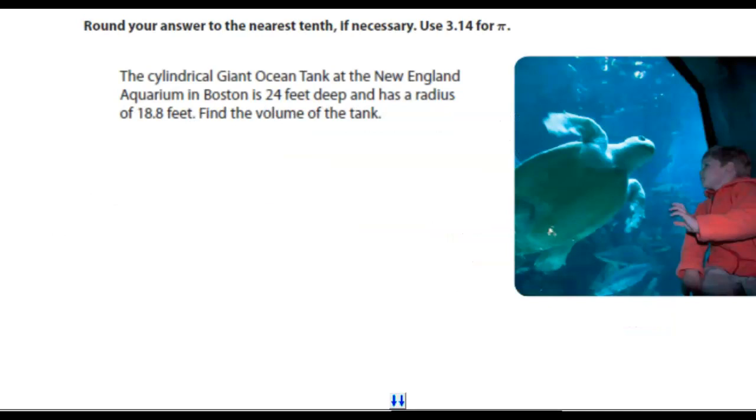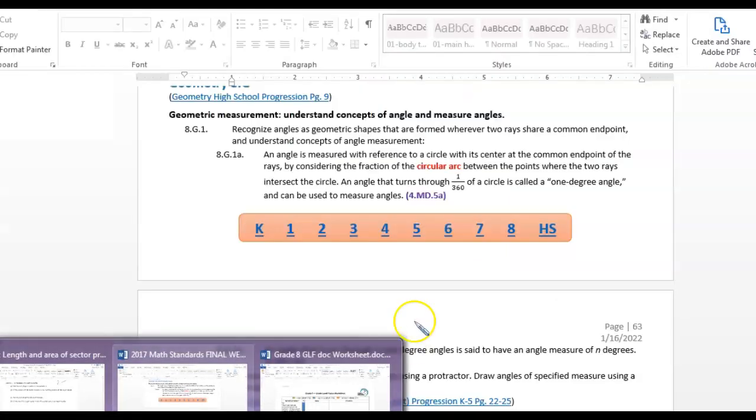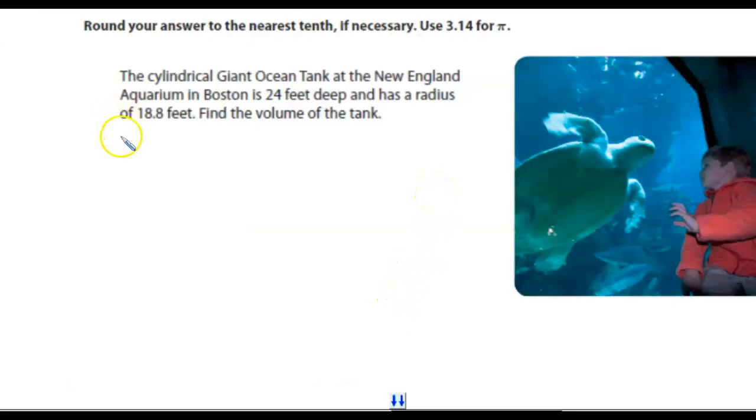Round your answer to the nearest tenth if necessary, and use 3.14 for pi. It says a cylindrical giant ocean tank at New England Aquarium in Boston is 24 feet deep and has a radius of 18.8 feet. Find the volume of the tank. So identify your radius, identify your height of the cylinder, and then find the volume of the tank. Don't forget to round to the nearest tenth.